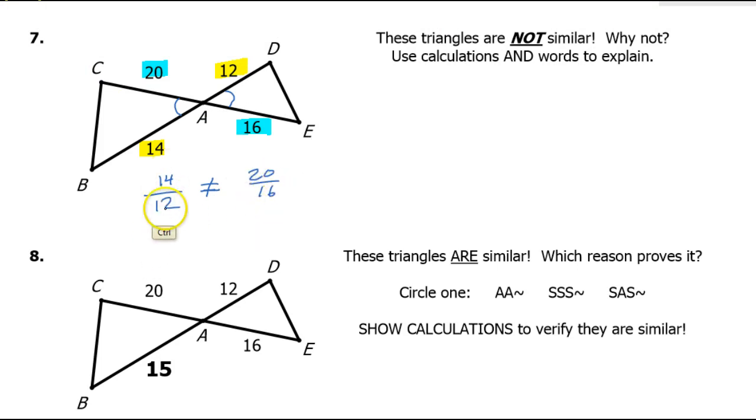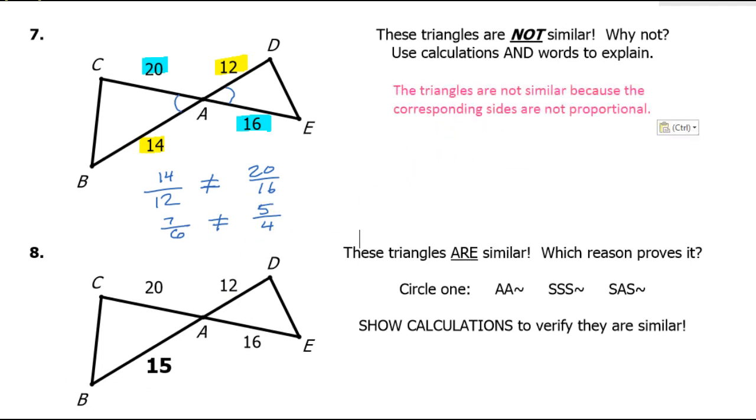So when we reduce, both of these are divisible by 2. That's 7 over 6. Let's see, both of these are divisible by 4. So that's going to be 5 over 4. So these are both completely reduced, and 7 over 6 does not equal 5 over 4. So now I'm just going to write a little sentence. I actually cheated and copied the same sentence from above. It's the same reason. The triangles are not similar because the corresponding sides are not proportional, as you can see.